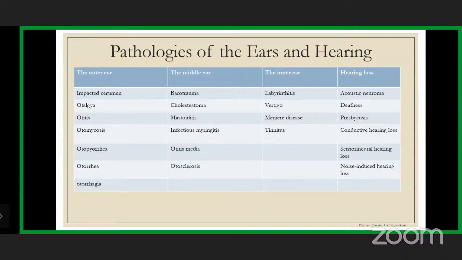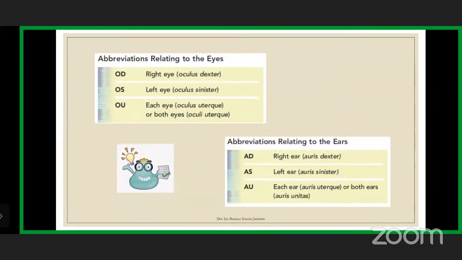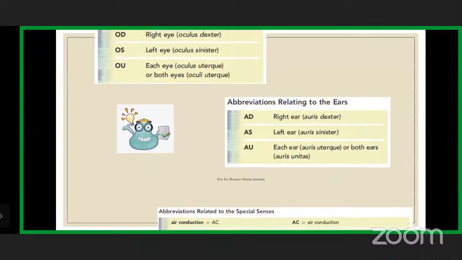And talking about the pathologies of ears and hearing, we have this chart showing us some details: the outer ear, the middle ear, the inner ear, and hearing loss. Of course, all of them have an expression to consider, just as information in order to get more vocabulary. Abbreviations relating to the eyes and relating to the ears. We have OD, OS, OU, AD, AS, AU, easy. At this moment, they are easier, not very complicated.